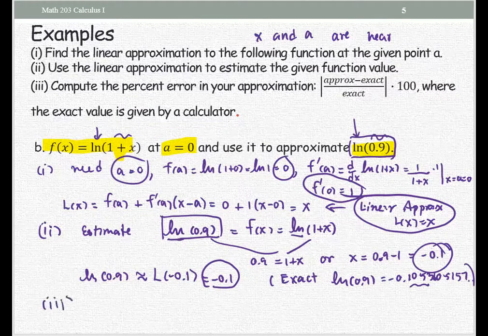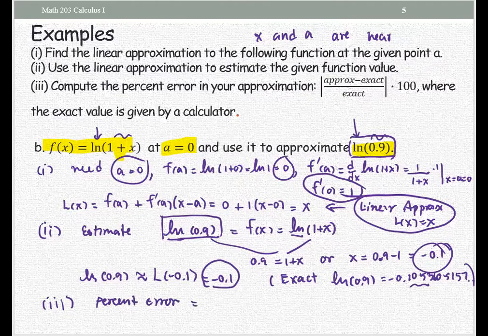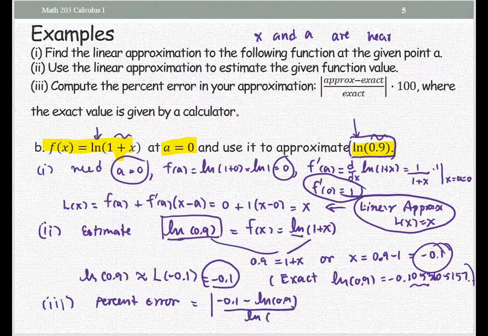And the last part of the problem, you find the percent error. Percent error is the relative error, in the form of the absolute value of the approximate, which is negative 0.1, or L at x, minus the exact, which is the natural log of 0.9, divided by the exact natural log 0.9, absolute value, multiplied by 100%. I get 5.09%. This time the approximation is about 5% off from the exact value.